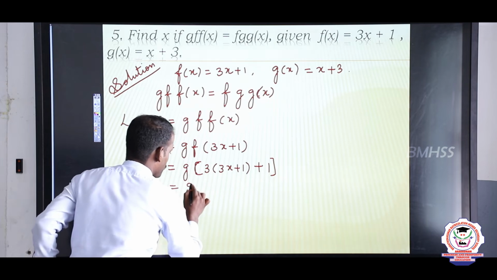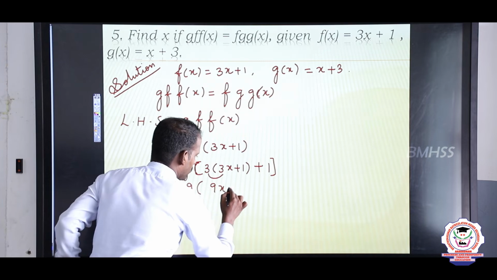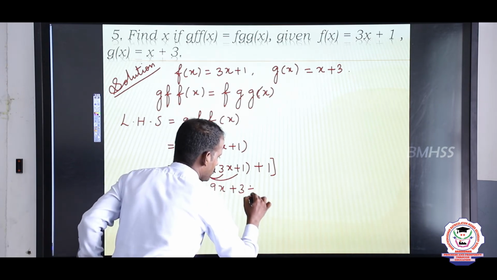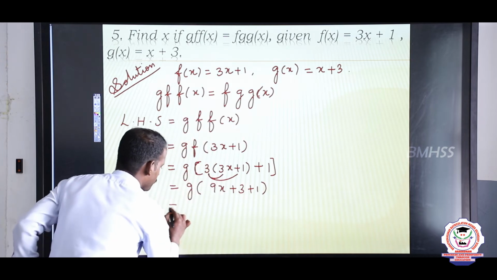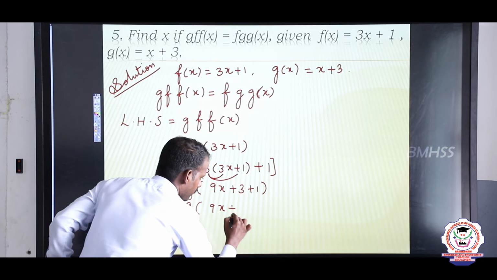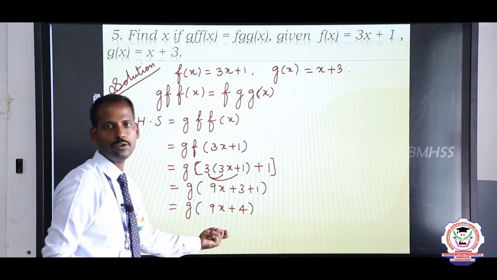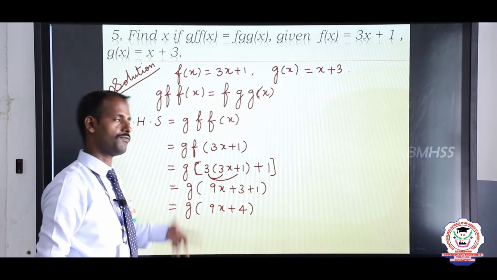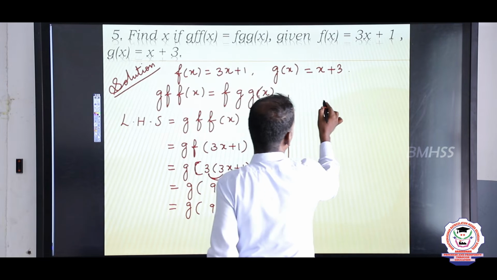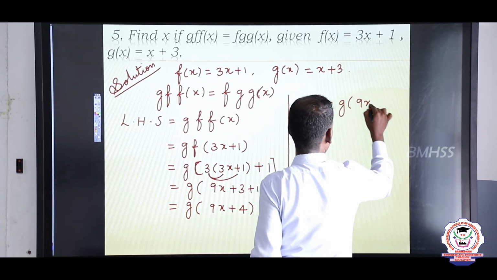So next g of 3 into 3x, 9x, then plus 3 ones are 3. So plus 1. Then after g of 9x plus 3 plus 1, what is the value? 4. So 9x plus 4, substitute in the g of x. So here g of 9x plus 4.